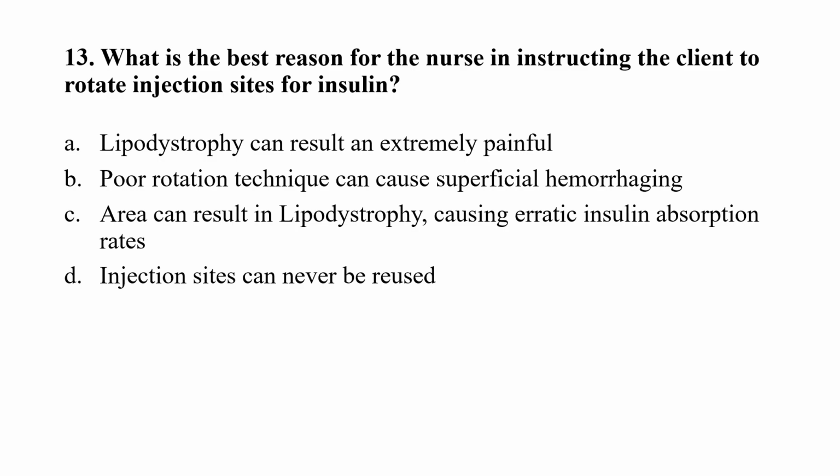Correct option here is option C, which is overuse of an area can result in lipodystrophy, which can cause erratic insulin absorption. This lipodystrophy is the fibrofatty mass that happens at the injection sites due to repeated use of the same area, and this lipodystrophy can lead to poor absorption of insulin.